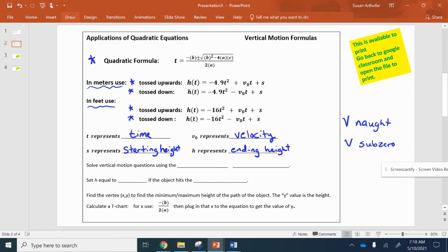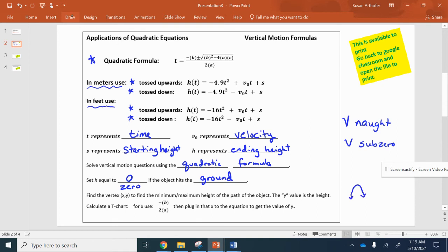So we're going to solve vertical motion questions using the quadratic formula. You're going to set the H equal to 0 if the object hits the ground, because your height would be 0. Okay, and then you're going to need to find the vertex, which is an XY point. Remember, the vertex is to find the minimum or maximum height of the path of the object.